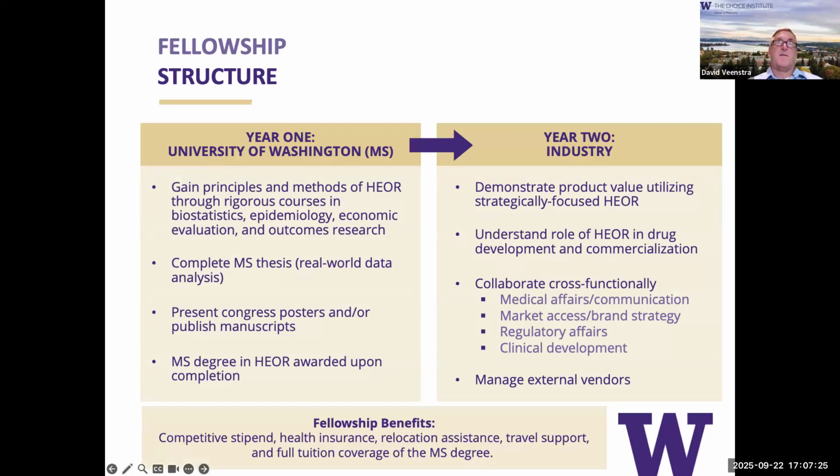These fellowship programs differ across different settings. I mean, some of them aren't even at universities, but ours, we have 1 year at the University of Washington, and the time that you're there, your main focus is going to be getting a graduate degree, an MS degree. And so you'll be taking some classes in biostat, epidemiology, economics, outcomes research, and doing a thesis, a master's thesis. And almost all of those are focused on using some kind of database to do an analysis because it's a great learning opportunity. And then presenting at meetings and ideally publishing manuscripts on your work and getting that degree.